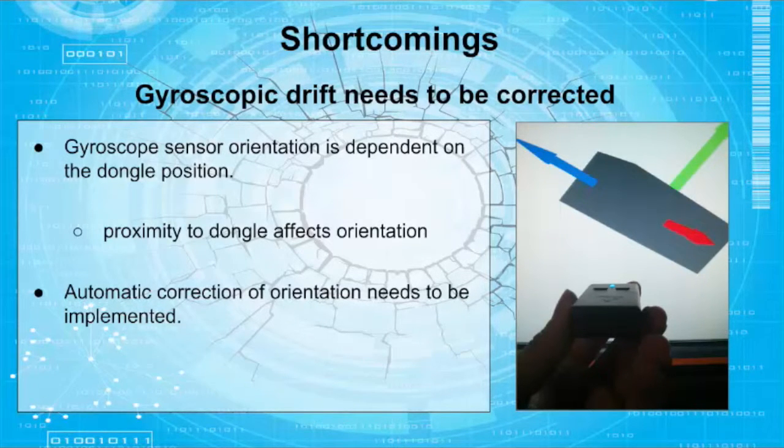One of the shortcomings is that the gyroscopic drift needs to be corrected. In the gyroscope visualizer, the gyroscopic sensor orientation is dependent on the dongle position. This means that the closer the sensor is to the dongle, the greater it affects the orientation results. And you'll see here on the right image that the gyroscope is laying flat, yet as soon as it gets very close to the dongle, the orientation goes haywire.